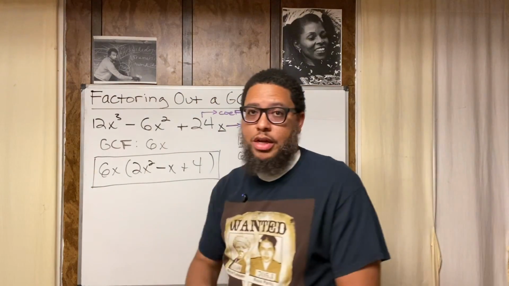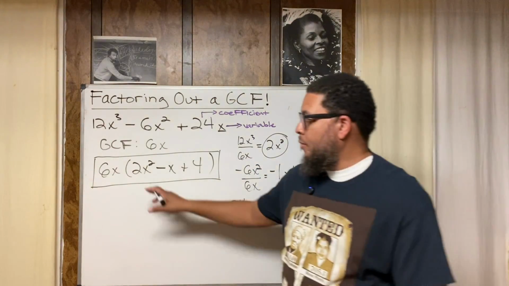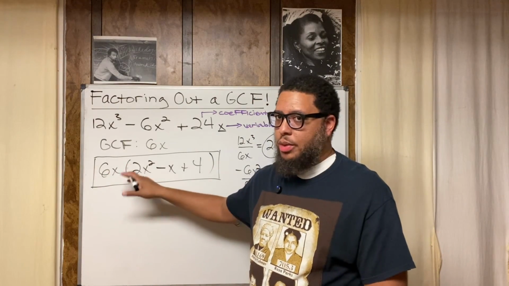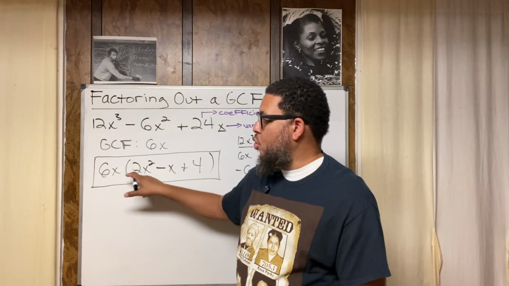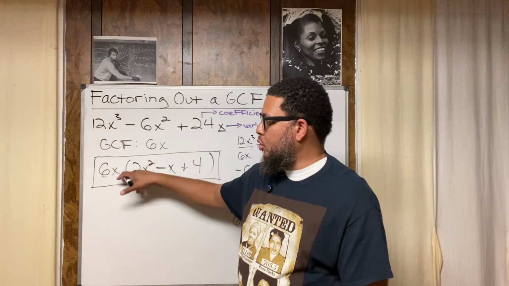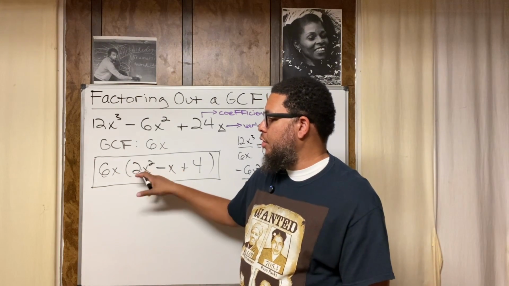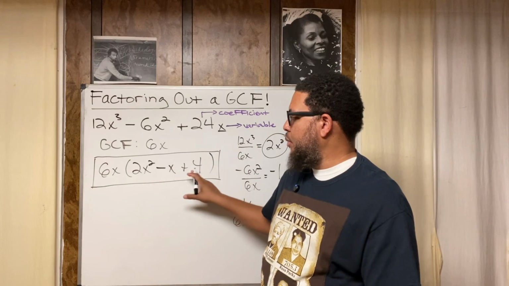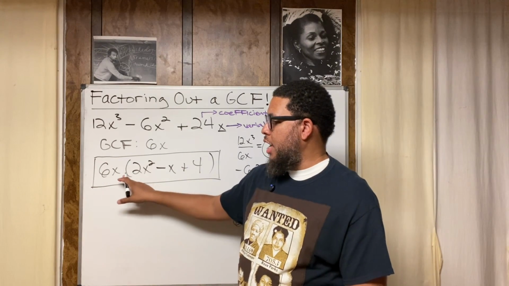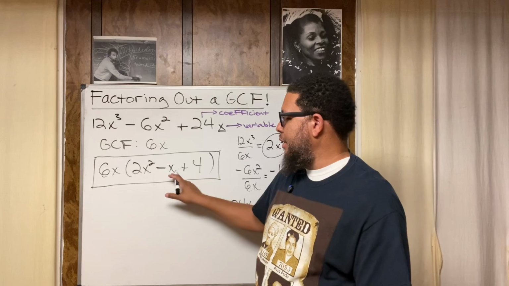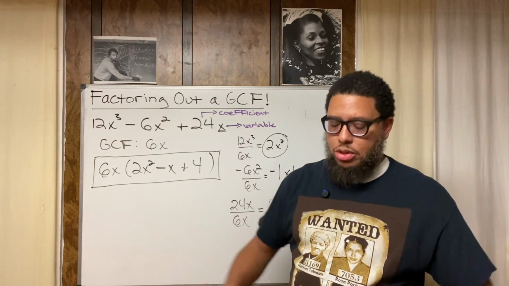6x times, this is how you read it. Make sure you know how to read it out loud. Don't say parentheses. We don't do that. 6x times the quantity. No sign in between means multiplication. 6x times the quantity of 2x squared minus x plus 4. That's all it is to it.